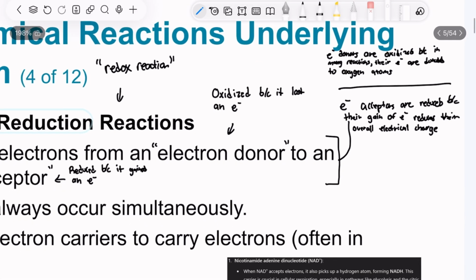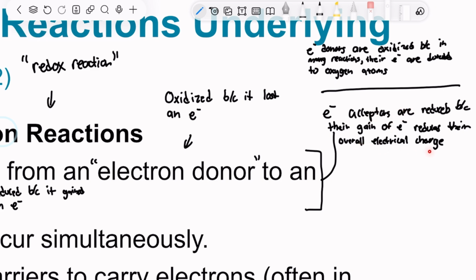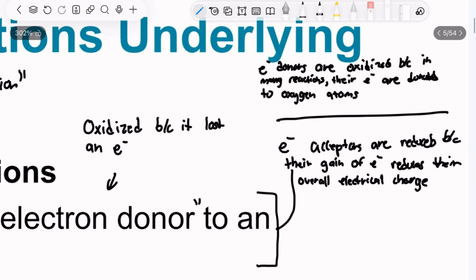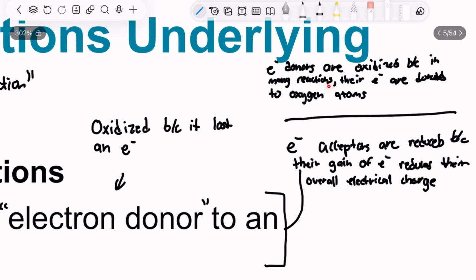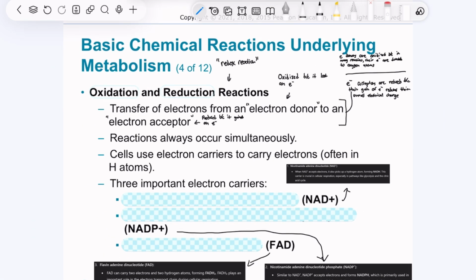So electrons, they're already negative enough. So if the electron acceptors accept another electron, their overall electrical charge decreases as well. This is why they are being reduced. Now, electron donors are oxidized because in many reactions, their electrons are donated to oxygen atoms. And the reaction always occurs simultaneously, meaning it always happens at the same time.